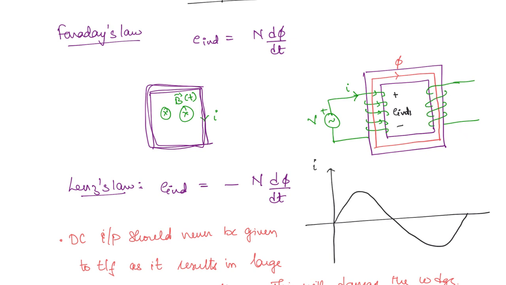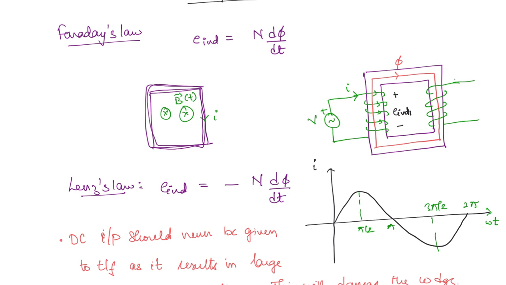Now what is happening in this quarter cycle? I will mark this as pi by 2, pi, 3 pi by 2 and 2 pi, right. From 0 to pi by 2, what is going to happen here? The current is increasing, the flux is also increasing. Now in this coil, the voltage should be induced in such a way that it opposes the change in flux. Since flux is increasing, the induced EMF should oppose that increasing flux.